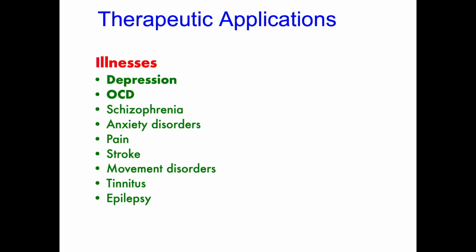So TMS is already FDA approved for depression and OCD, and it's already being looked at in terms of long-term changes it might be able to make in schizophrenia and anxiety. It's been used for a long time looking at pain and looking at recovery from stroke as well as movement disorders. And it's also studied in terms of tinnitus and epilepsy. And it's basically being used for any kind of thing that neurologically or in terms of psychiatry is instantiated in the brain, and can we do things about it?